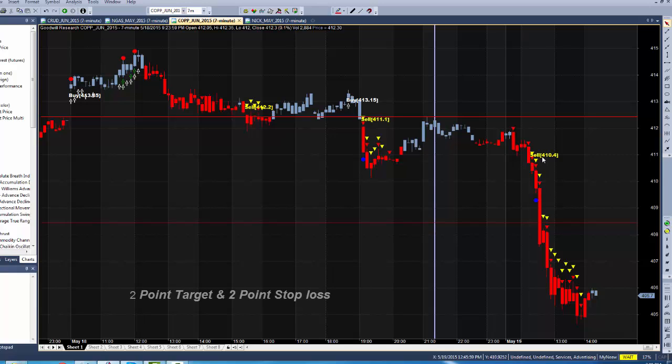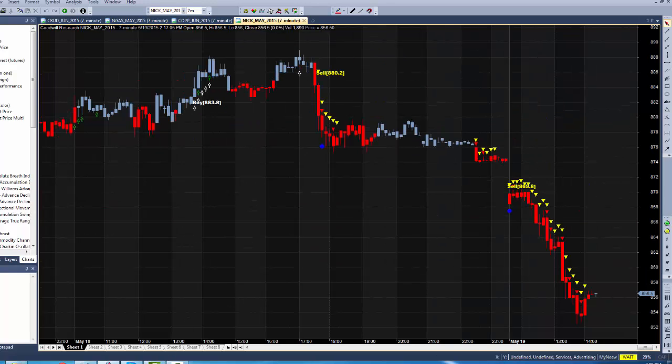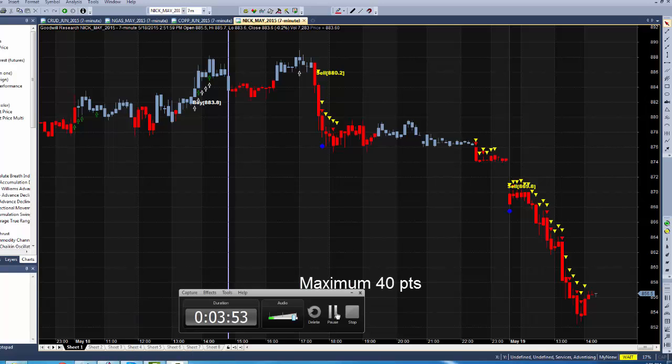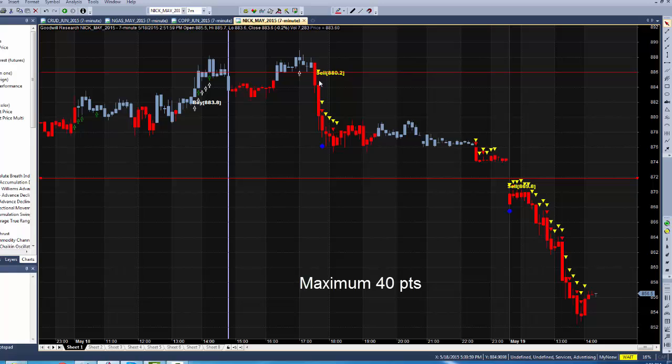For example, if you sell at 410.4, the stop loss is going to be 412.4 and your target is going to be 408.4. So for copper, it is going to be a 2-point stop loss and 2-point target. Let us see how it works in nickel. For nickel, it is a 6-point stop loss and 6-point target. For example, if you have gone short around 880, the stop loss is 886 and the target can be 872. So for 4 commodities it varies.